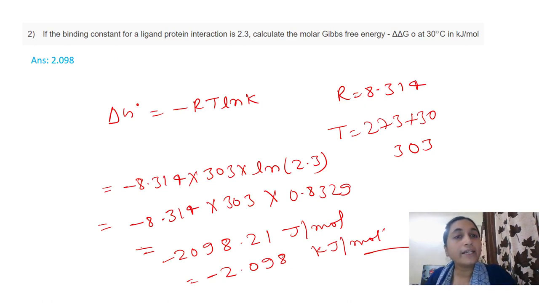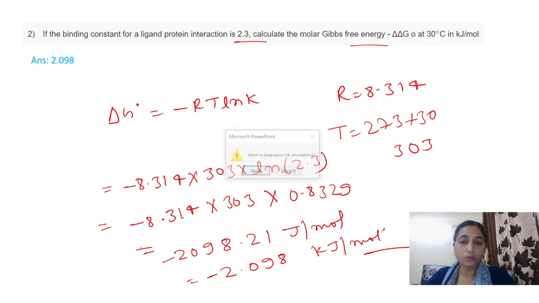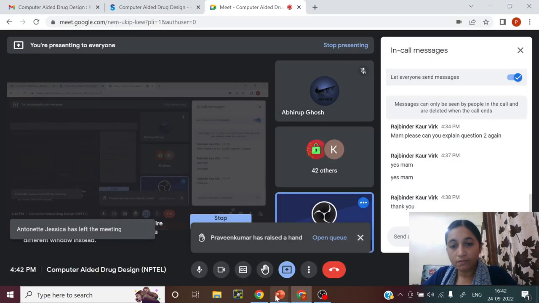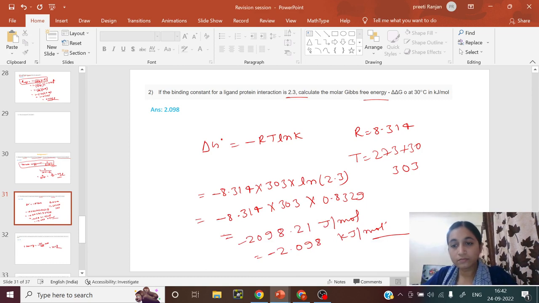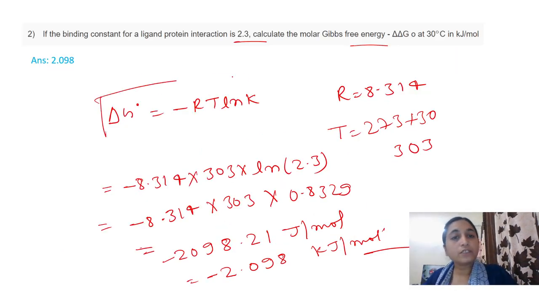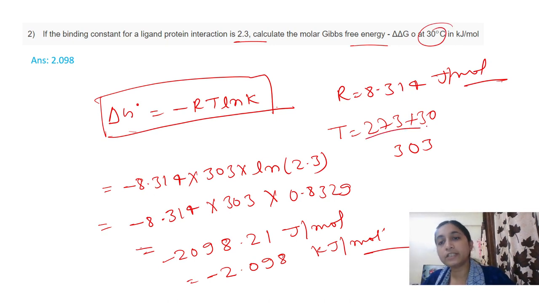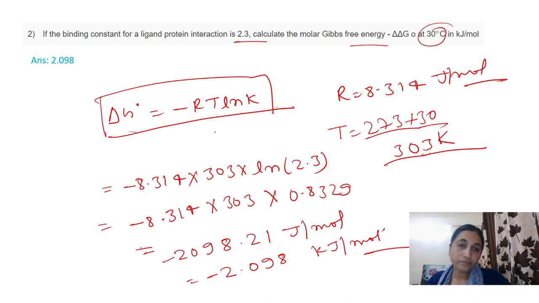So now this question. If the binding constant for a ligand-protein interaction is 2.3, calculate the Gibbs free energy, minus delta G naught, at 30 degrees Celsius in kilojoule per mole. We all know this formula, delta G naught equal to minus RT ln K, and R you know is 8.314 joule per mole per Kelvin. We will convert this temperature to Kelvin: 273 plus 30 is 303 Kelvin. We will simply put all the values in this equation: minus 8.314 into 303 into ln 2.3.